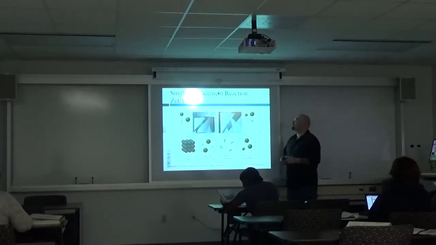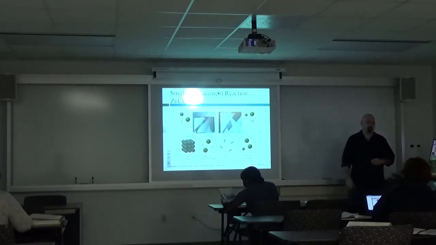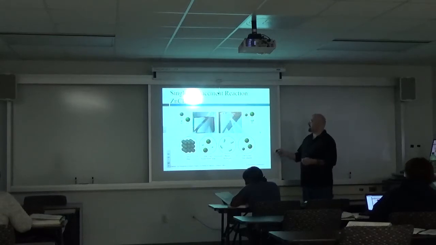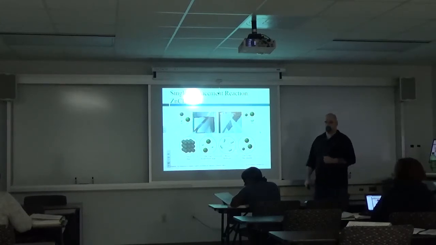Zinc plus hydrochloric aqueous solution goes to hydrogen and zinc chloride. So if you add zinc to hydrochloric acid, it bubbles and the zinc dissolves. What's happening is that the zinc is gaining, or I should say losing electrons, and therefore becoming an ion and forming ionic zinc chloride in solution.